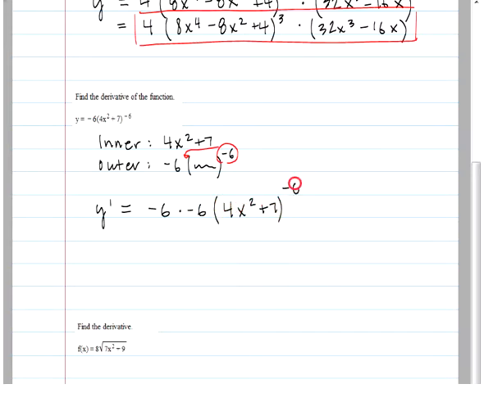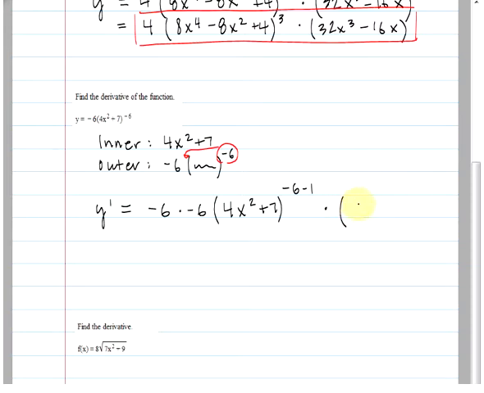And then I'm going to decrease that exponent by 1. And now the chain rule says to multiply all of this by the derivative of the inner function. So we're accounting for everything here. We're accounting for the outer function and we're accounting for the inner function. Everybody gets to come to the party.